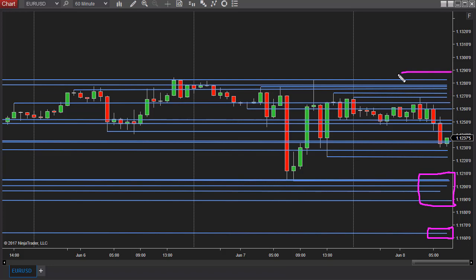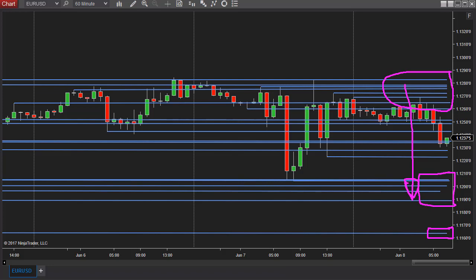You can also see a lot of resistance here, unable to break through. To me, the most natural place for price to go would be to test all of this support right in here. So just a brief overview of what I anticipate.